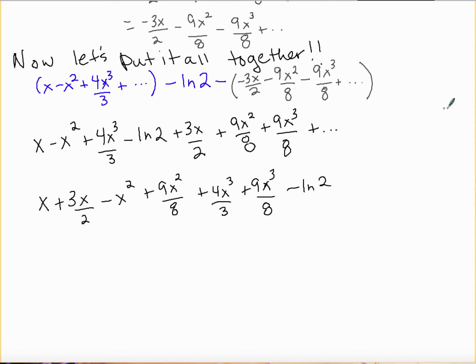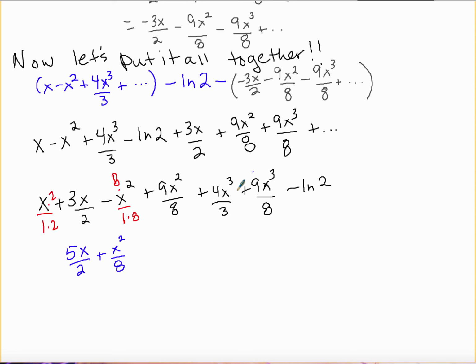Okey dokey. So let's go ahead and get some common denominators, add these fractions up. So this guy has a denominator of 1. I can multiply it by 2 on the top and the bottom. So I got 2x plus 3x. That is 5x divided by 2. All right, let's check out these x squareds. This guy's got a denominator of 1. I want to make it a denominator of 8 so I can add it with this bad boy. So I'm going to multiply the top and the bottom by 8. Negative 8x squared and a positive 9x squared gives me a positive 1x squared, or I'll just write x squared, all divided by 8. Keep that denominator.